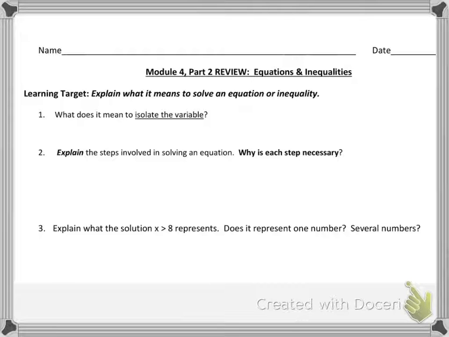All right, you got to get it alone. You got to isolate it. You have to get it all by itself on one side of the equation or the other. All right, that's number 1.